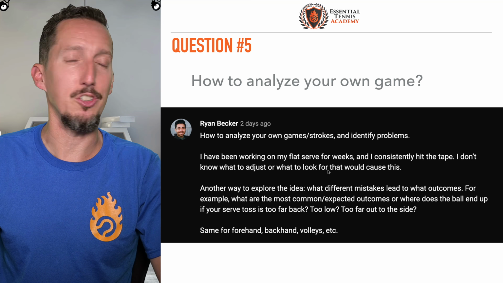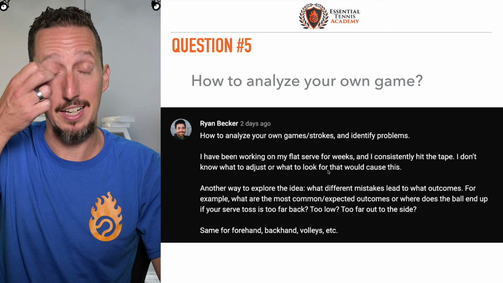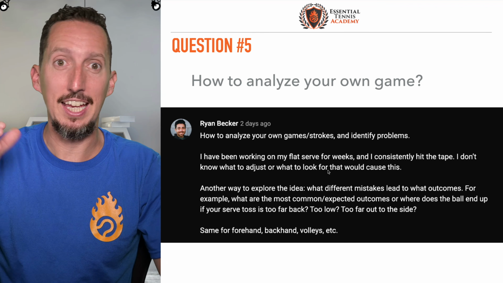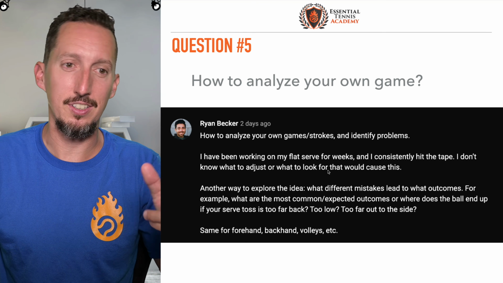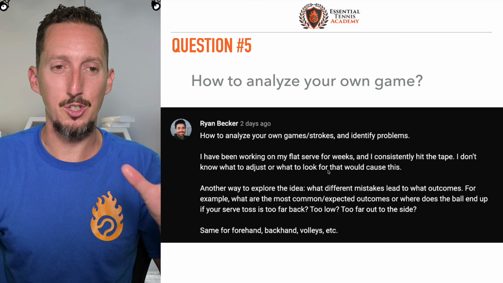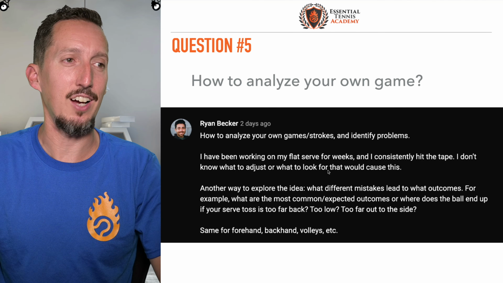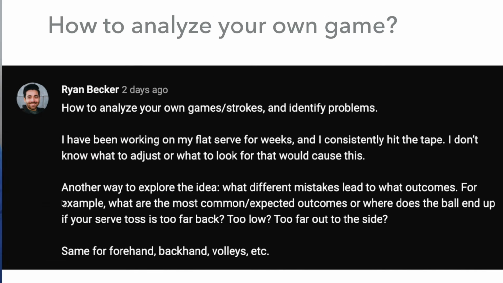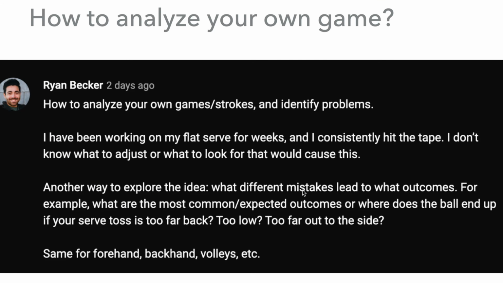It can feel like you're totally lost on something like that, where you keep making the same mistake and you try turning different knobs and dials to try to figure it out, and you're just not quite figuring it out. It's super frustrating. Another way to explore the idea: what different mistakes lead to what outcomes? For example, what are the most common, expected outcomes, or where does the ball end up if your serve toss is too far back, too low, too far out to the side? Same for forehand, backhand, volleys, etc.